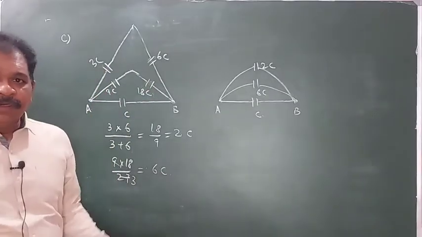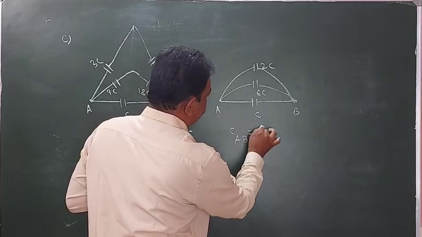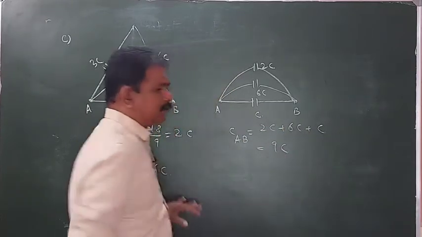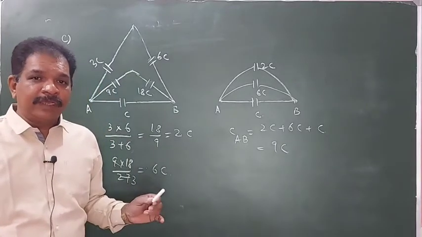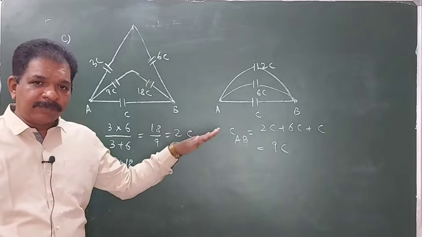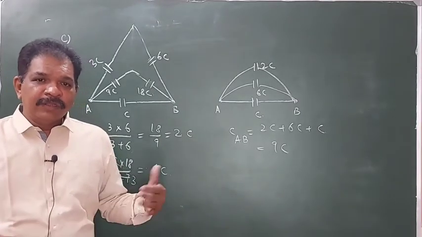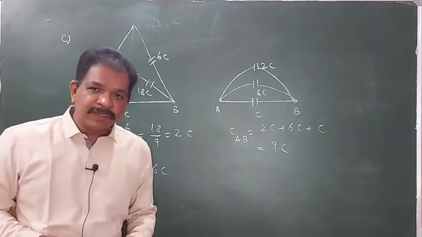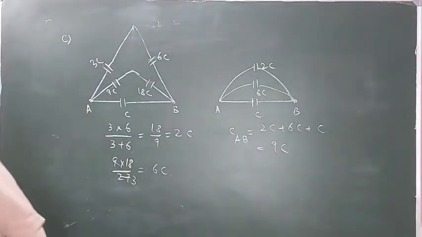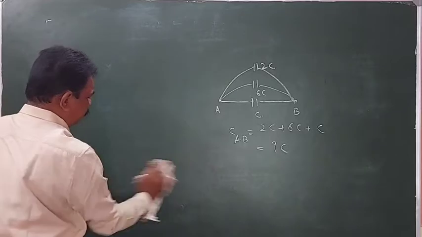All will be in parallel. So what is the effective capacitance? CAB is equal to 2C plus 6C plus C, so this value is equal to 9C. Okay, like that, problems will be there on the capacitors and the circuit problems. Clear? Get an idea about that. In the exercise also different models will come. Then you will get clarity about this. Next, after finishing this, the next topic will be energy stored in a capacitor.